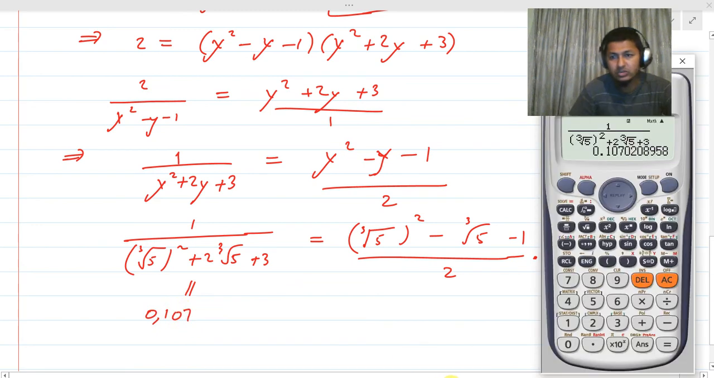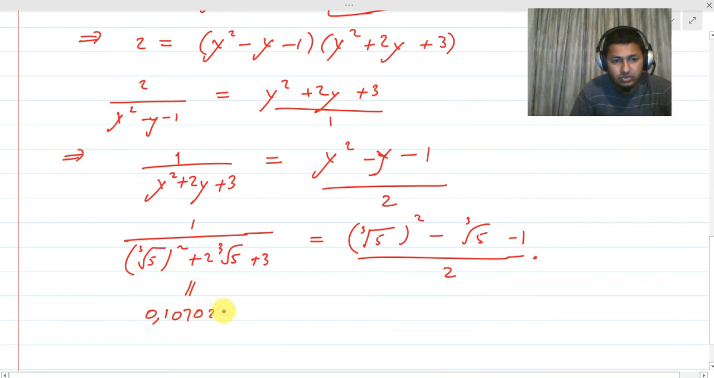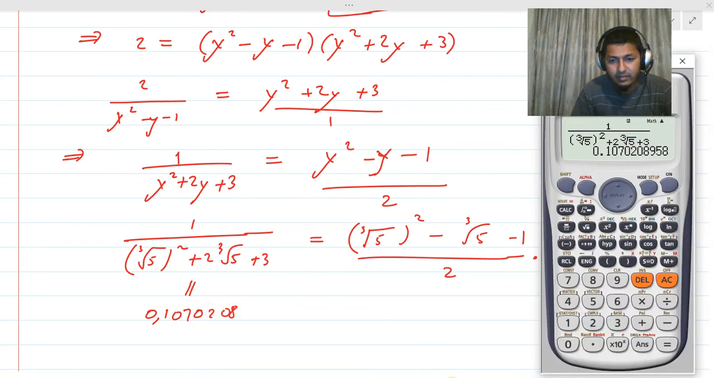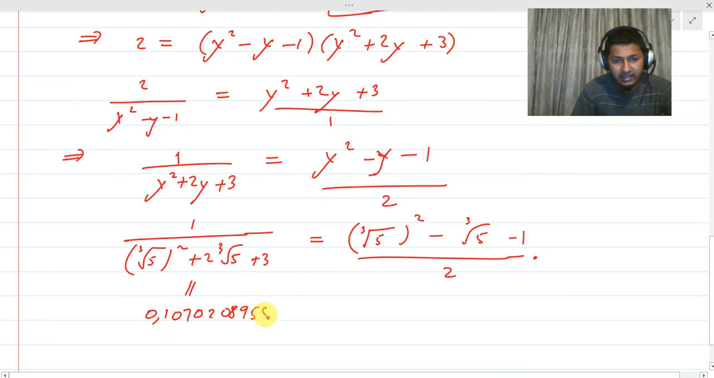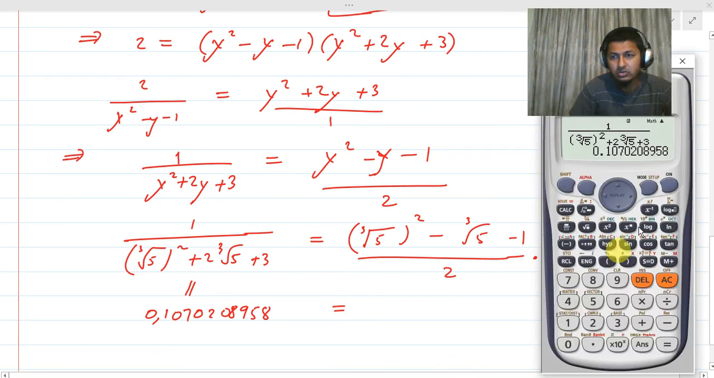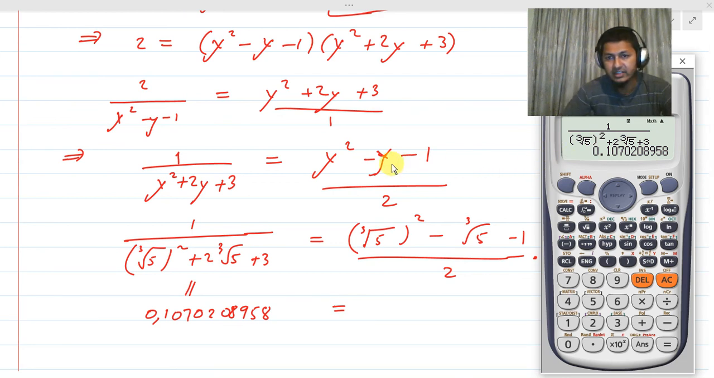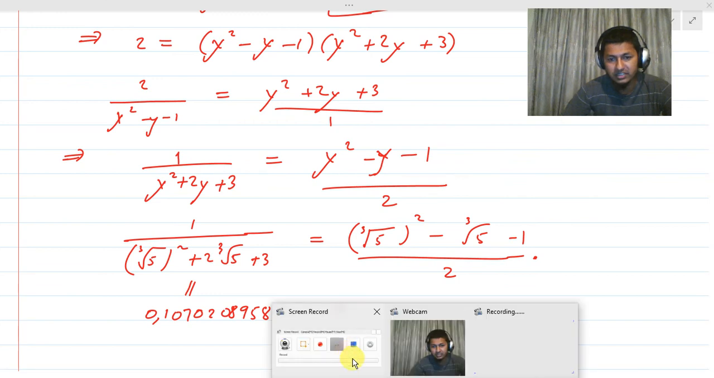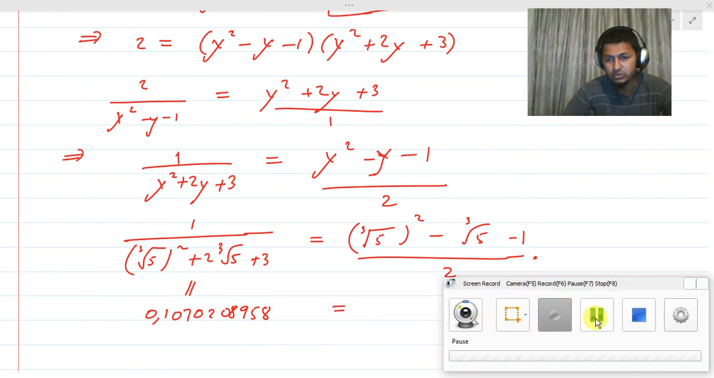This answer is basically 0,107. Let me take more decimals. 0,208, 958, right? 958. And what is this here equal to? We need to type it out. So, right, so if we type the second part out, be back with you in a minute just by typing it out and showing it to you.